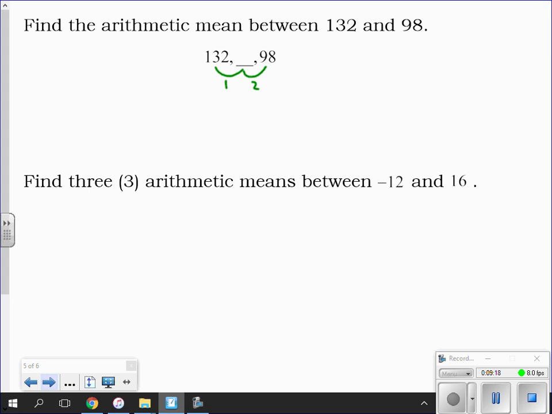So you take how many times you move, take the last number minus the first number, and this is how you find your D. D is equal to the last number in the sequence minus the first number in your sequence divided by how many jumps I need to make it there. 98 minus 132 divided by 2, and you get negative 17. So D is equal to negative 17.